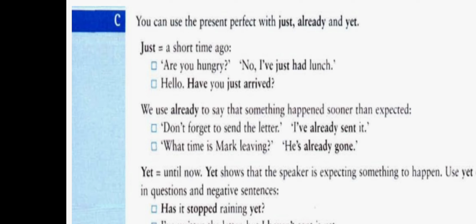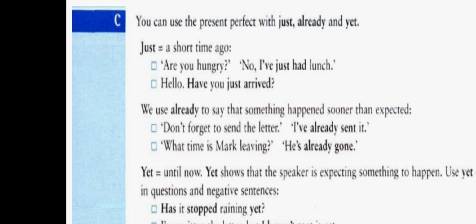We use present perfect. What time is Mark leaving? He has already gone. We say he has already gone, he has already left. Now he is away. He is not here. So we use present perfect. He left some time before and he is still away. So we say he has already gone.